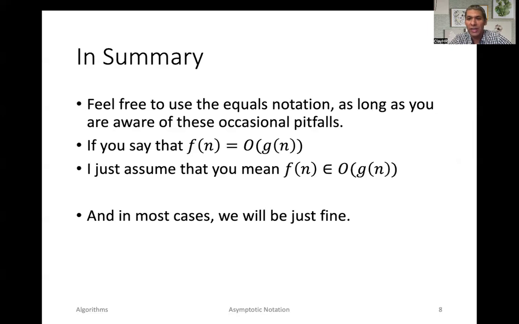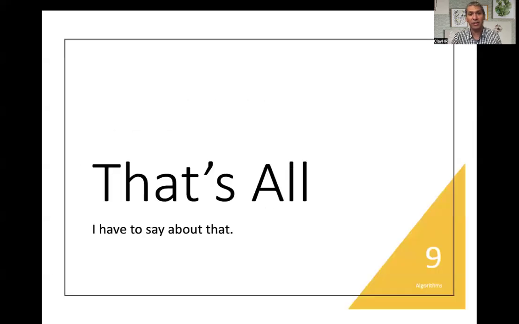If you say that f of n is equal to big O of g of n, I will just assume that what you're saying is that f of n is in the set of big O of g of n. In most cases, it will be just fine. So that's all I have to say about that.